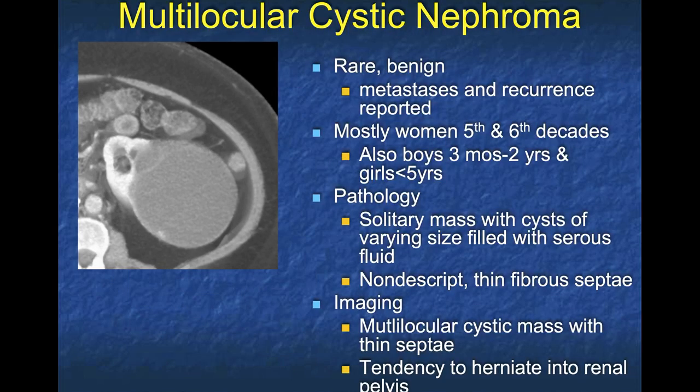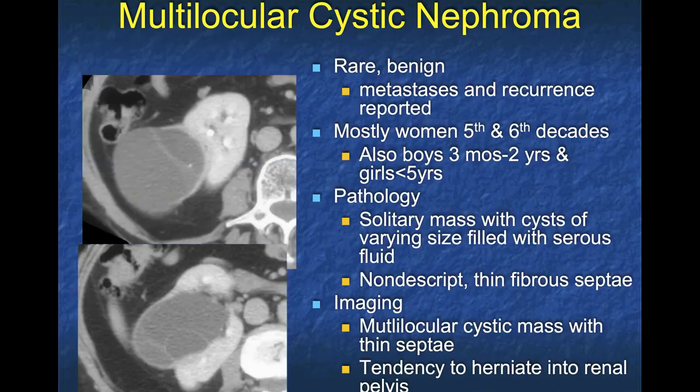Now, multilocular cystic nephroma, it's rare, it's benign. Mets have been reported. It's older females. Pathology: solitary mass with cysts of varying size filled with serous fluid. And on imaging, there is a multilocular cystic mass with thin septations with a tendency to herniate toward the renal pelvis. And here's just another example of that same diagnosis.